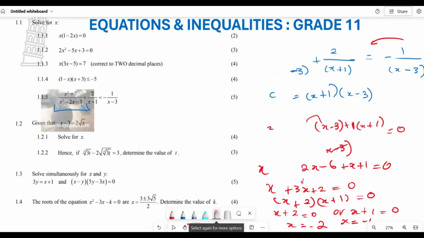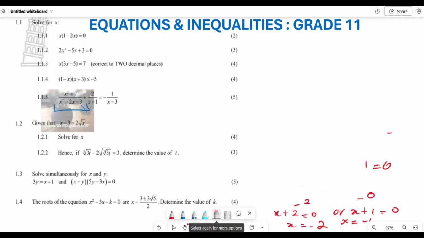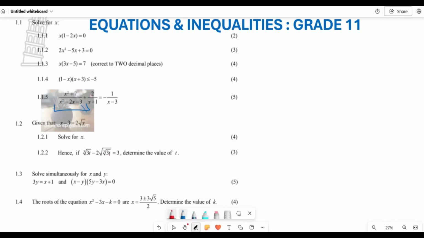Now, looking at 1.2, what is it that you are given? You are given that x subtract 3 is equal to 2 into root x, or 2 multiplied by root x. Now, what is the best thing that you are going to do from here? The first question here wants us to solve for x. And now, remember what we said. Can you see that here we are having what? This is the same as x minus 3.